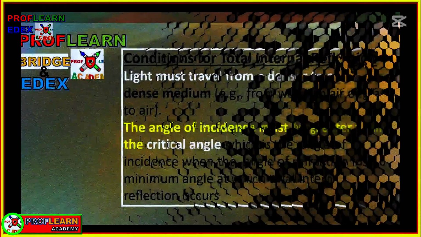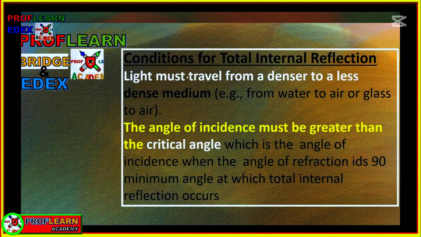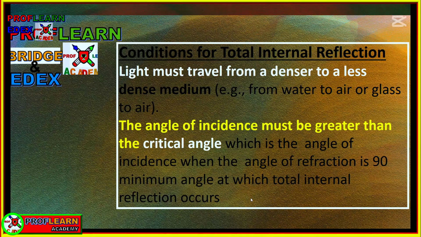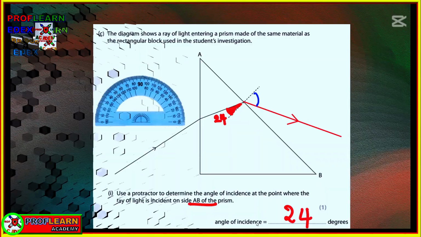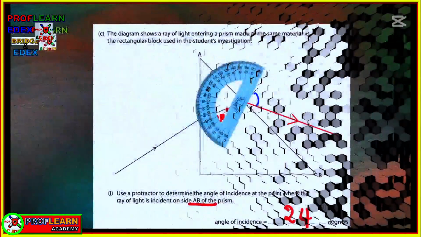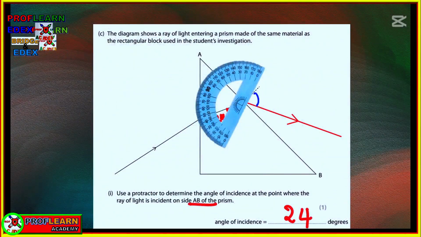Total internal reflection will only occur if the ray is travelling from the dense medium to a less dense medium, i.e. from water to air or from glass to air, and the angle of incidence is greater than the critical angle, which is when the angle of refraction is 90 degrees. So let's go back to the angle, what it is. You're going to place your protractor like that, and the angle is going to translate to 24 degrees.